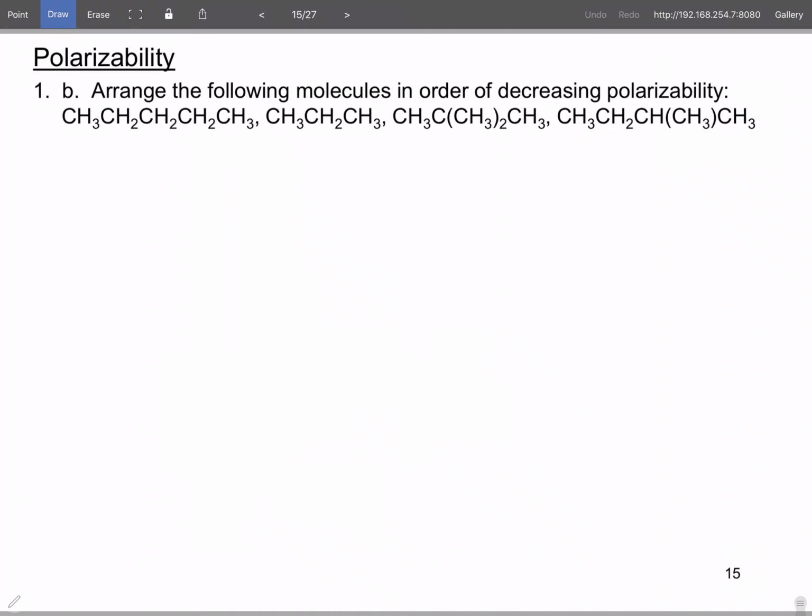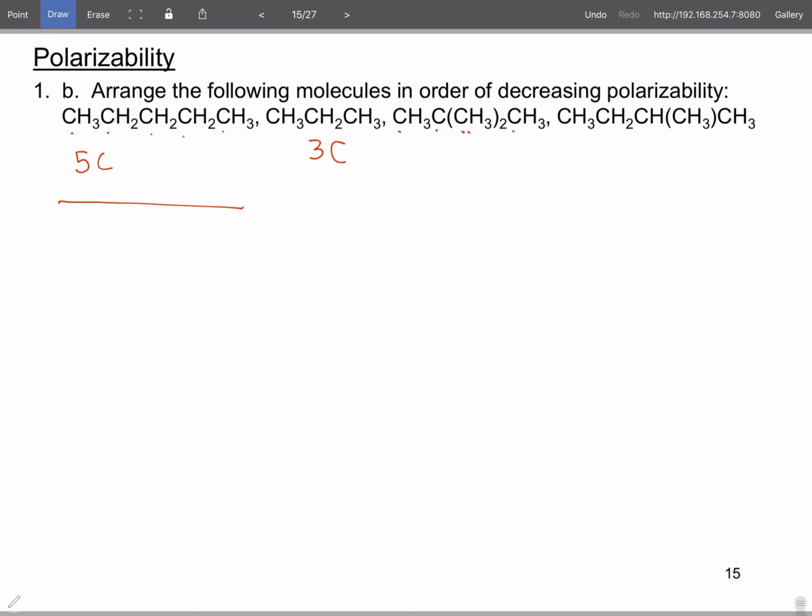Okay. So here we go. Arrange the following molecules in order of increasing polarizability. So first things first. 1, 2, 3, 4, 5. I have 5 carbons, and there is no branching. This one I have 3 carbons. This one I have 1, 2, 3, 4 because it has a 2 here. 5.